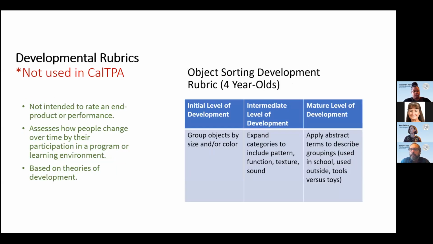So you're, I'm sure, very familiar with developmental rubrics, thinking about how children or adults in a program develop over time. So this is an example of a developmental rubric for how a 4-year-old might approach sorting objects over the course of multiple years or multiple months within that 4-year experience. And often, again, these developmental rubrics are based on theories of development, which guide the descriptors.